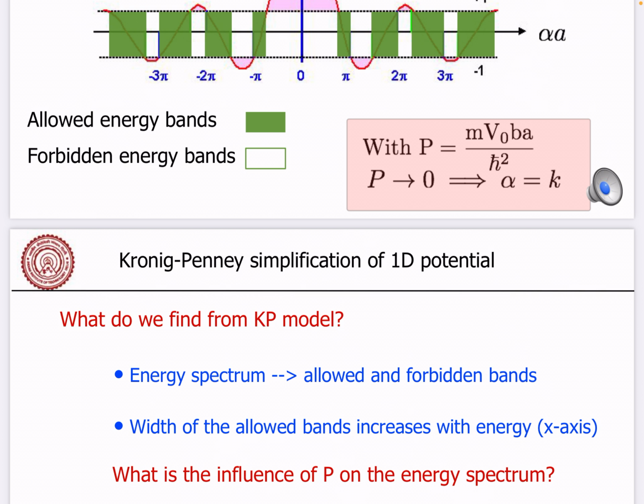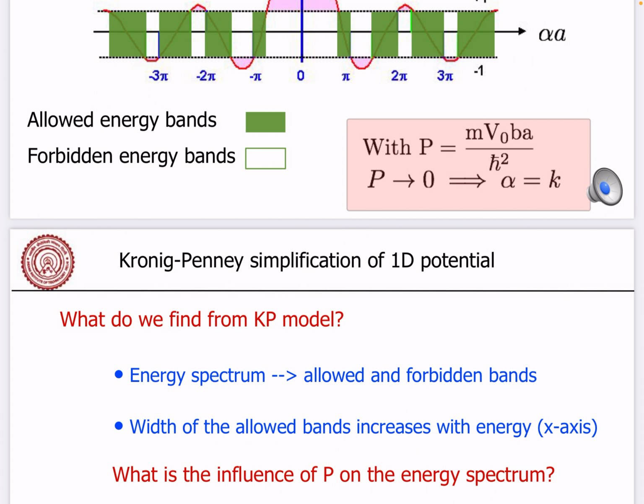And the other interesting point is that we see that the width of the allowed energy band increases continuously as we move towards the higher energy side. So that's what I am writing: width of the allowed energy band increases with energy along the x axis. Okay, so this is what we see.